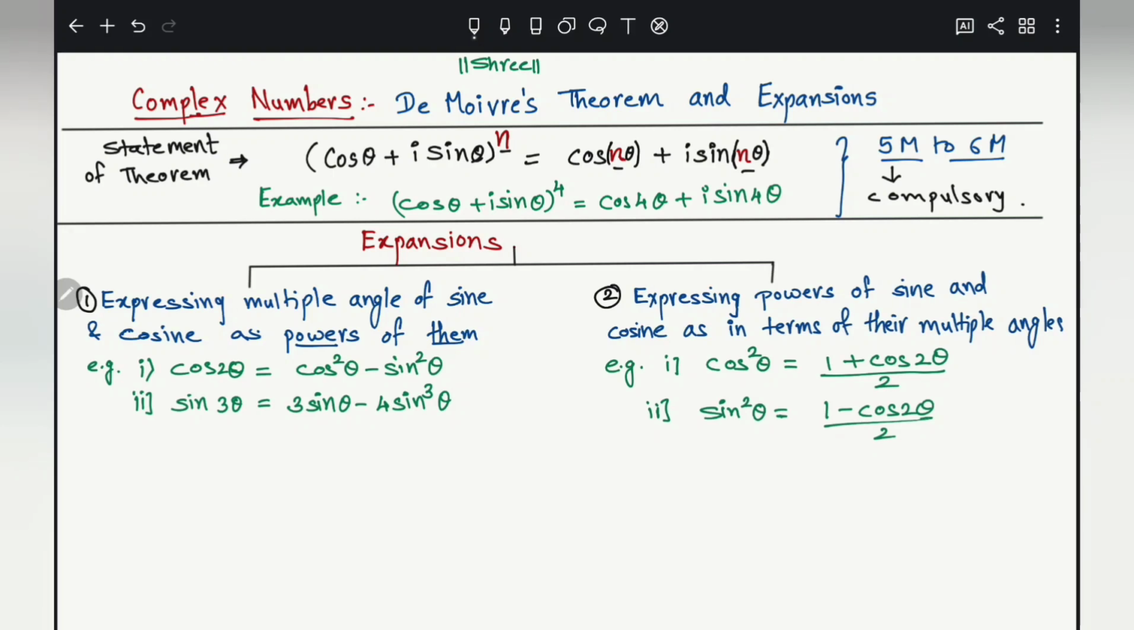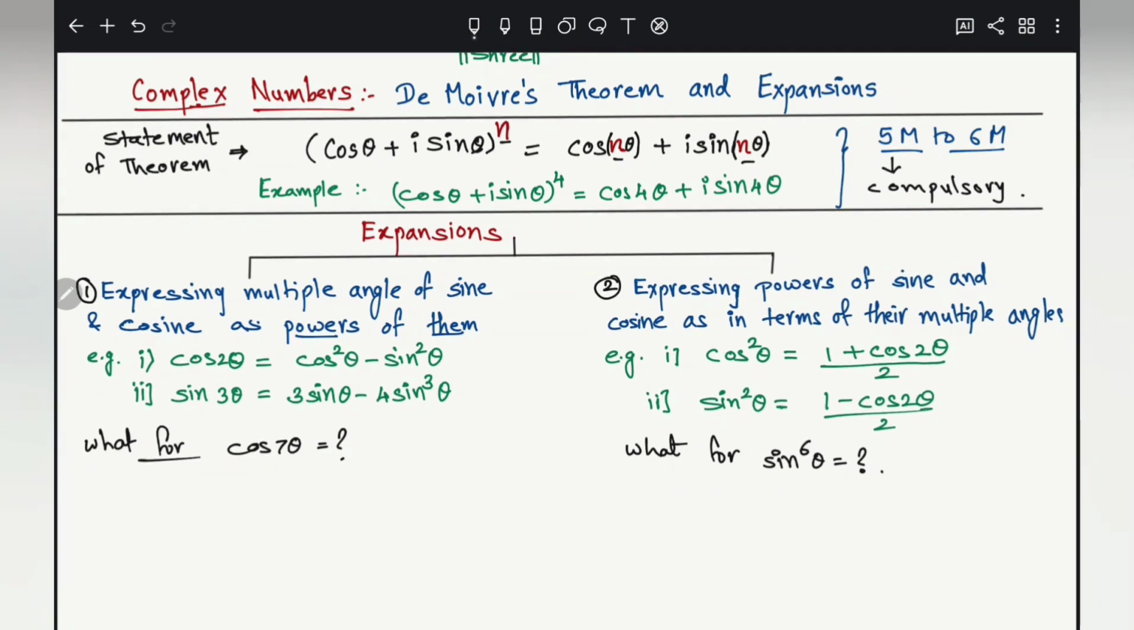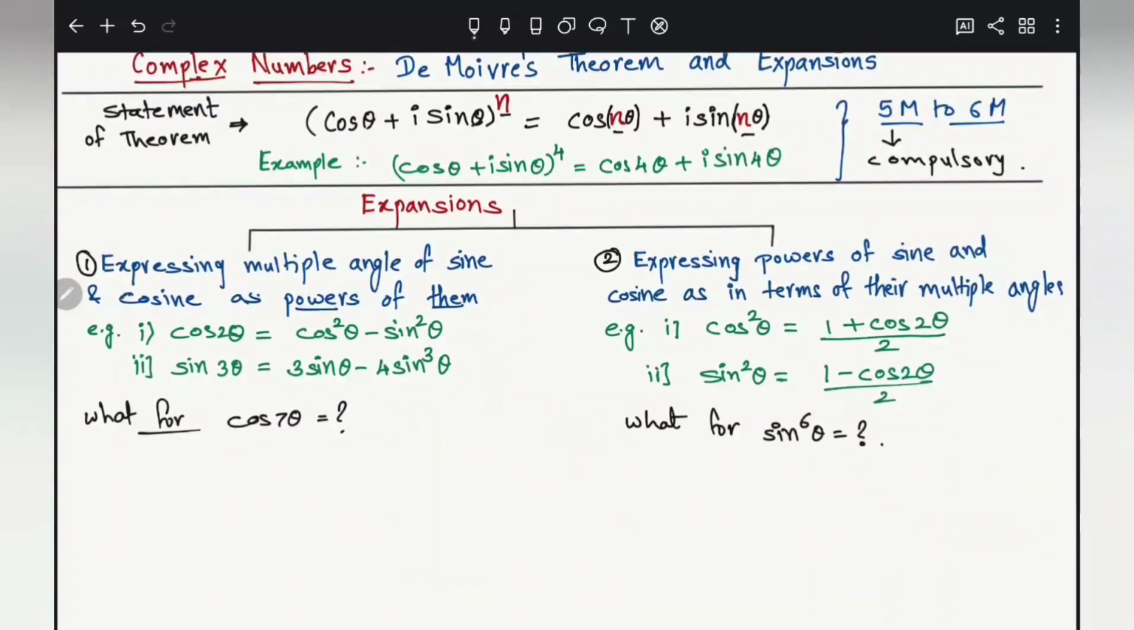Actually these are the questions which are asked in the exam, that is, find the expansion of cos 7 theta, or find it for cos raised to 7 theta, and the base is just De Moivre's theorem, and both these types of expansions you can handle very easily. So let's quickly start. These are the types of questions that can be asked under these two expansions. So let's quickly see how to handle them.